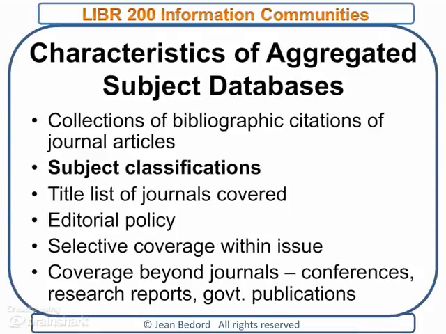You're probably already familiar with these types of databases, but haven't really thought about their structures with regard to information. Basically, these are collections of bibliographic citations of journal articles which have been assigned subject classification, and that makes them easy to search. In terms of content, the title list of covered journals is critical. Each database has a list of sources that are included in the database, and may even have a list of exclusions. Even if a journal is included, usually coverage is selective, not cover to cover.